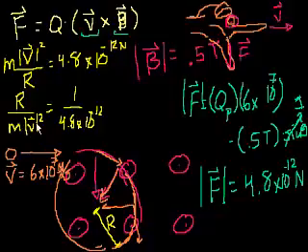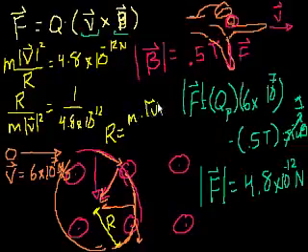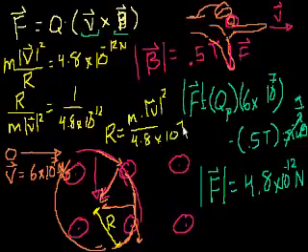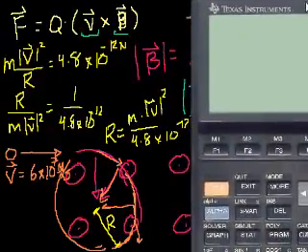And then we can multiply both sides times this mv squared. And we get that the radius of this circle is going to be equal to the mass of the proton times the magnitude of its velocity squared, divided by the force from the magnetic field, the centripetal force, 4.8 times 10 to the minus 12 newtons. And the radius should be in meters since everything is in the standard SI units. And let's see if we can figure this out.